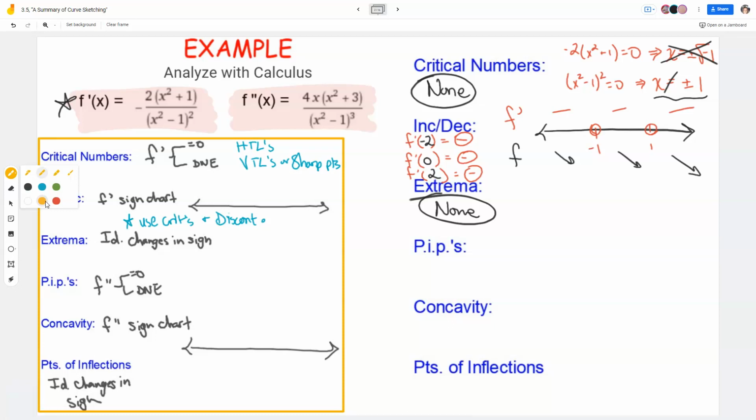Pips, say look at the other guy. So the other guy would be set the numerator equal to 0, which would technically lead me to x equals 0 and x equals plus or minus square root of -3, which once again is an imaginary number. Imaginary numbers won't show up in my graph.